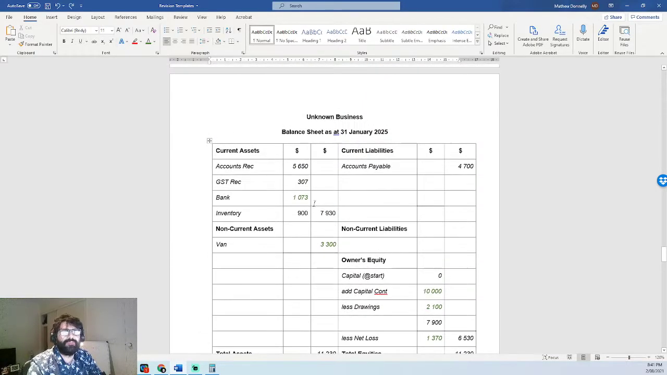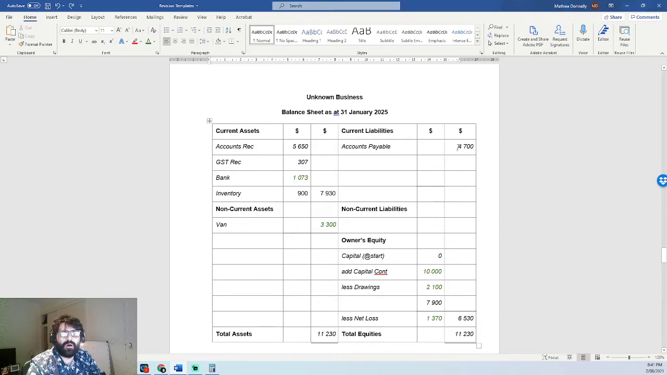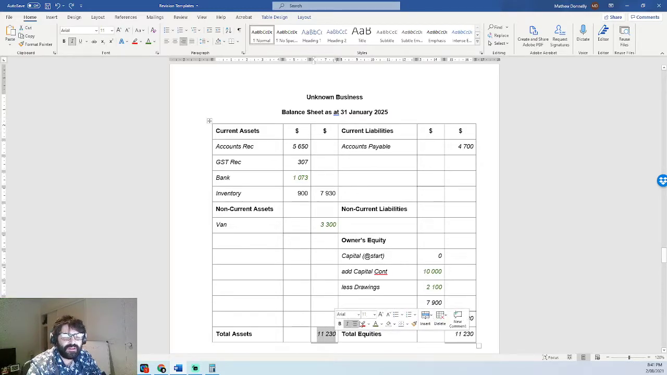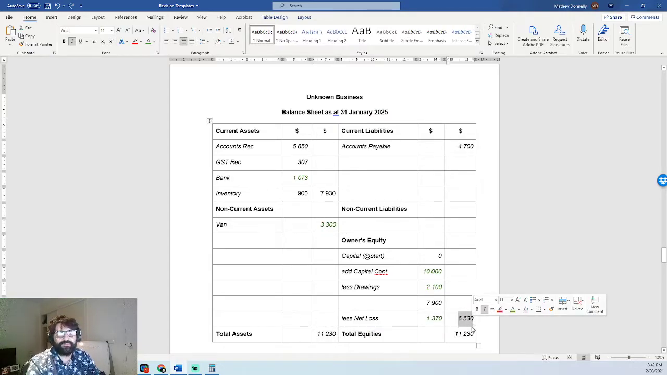And the owner's equity is the residual interest in the assets of an entity after the deduction of liabilities. So if we have a look here, we see our obligations are 7,900. We see our total assets, or the total we control, is 11,230, and the residual interest in the business after we pay our liabilities off with these assets is $6,530. So that's how that works.